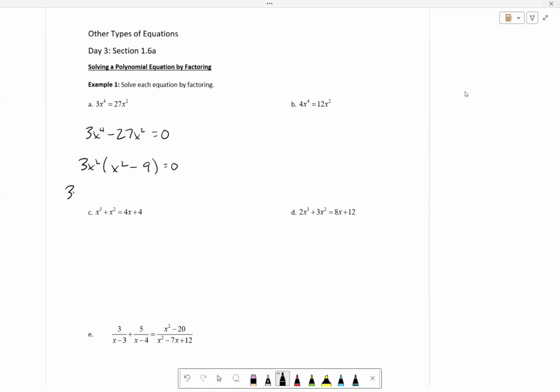I think I could. 3x^2 = 0, x^2 - 9 = 0. Have you ever solved an equation like this? You can factor it, but you could also say x^2 = 9, therefore x equals plus or minus 3. Haven't we done that? So you can do that. Or you could factor it into (x + 3)(x - 3). And from here, we get that x is equal to 0. So we have three solutions: x equals 0, plus or minus 3.